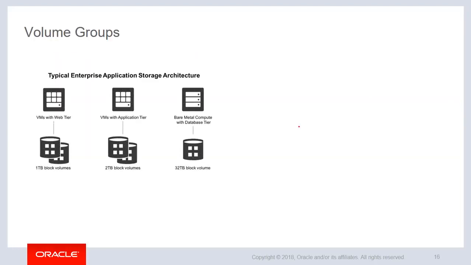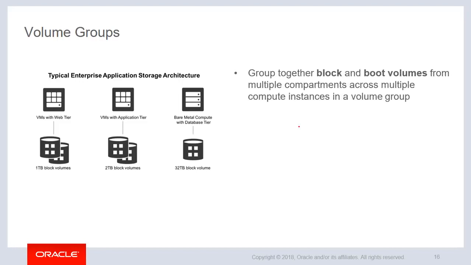There's also a feature called volume groups, and the idea here is you can group together block and boot volumes from multiple compartments across multiple instances in a volume group. So this simplifies the process of creating backups and clones and restoring them.